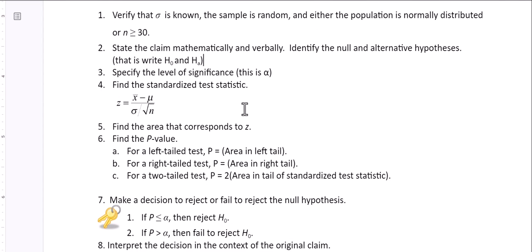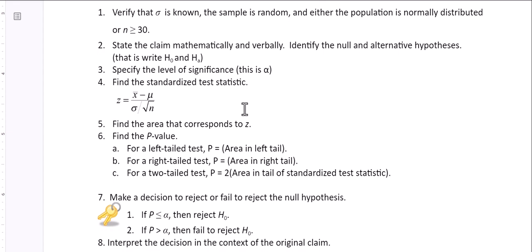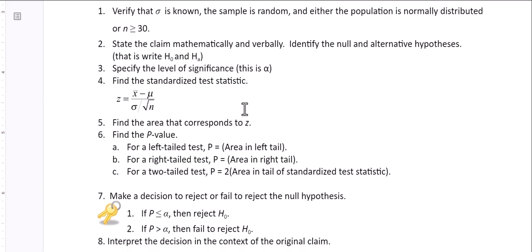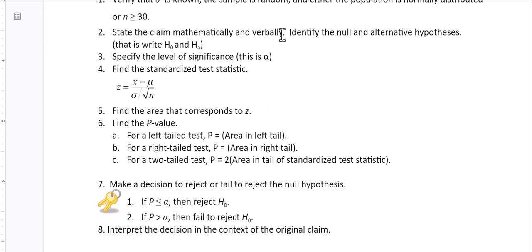Then state, based on the problem you're given, the claim, and write your hypotheses, null and alternative. It's a good idea to write them in words as well, so that you know then how to interpret the result in the context of the problem. Then specify the level of significance.